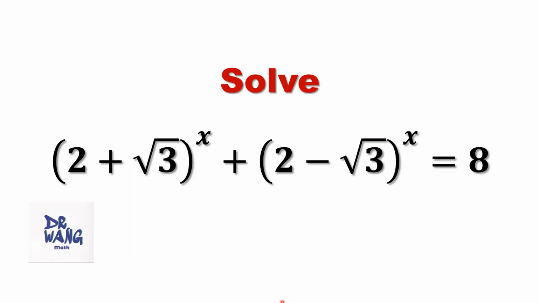Here is the question. If (2 + √3)^x + (2 − √3)^x = 8, what is the value of x? How to solve this kind of exponential equation for x value?